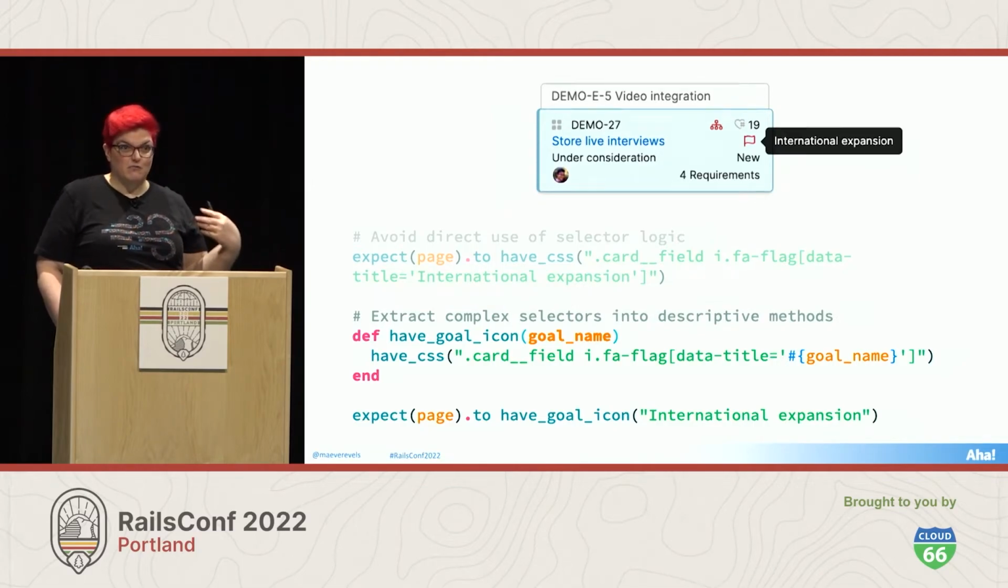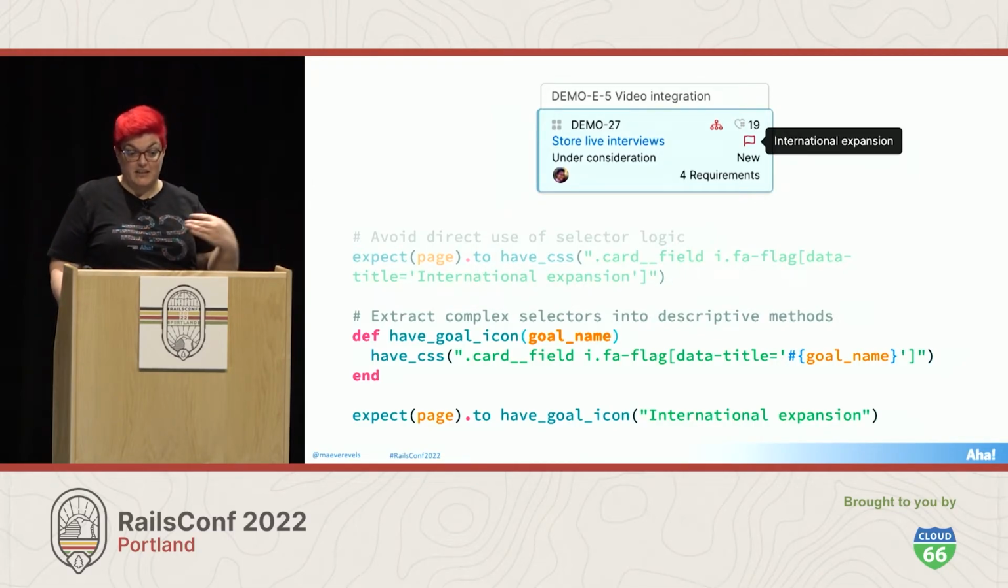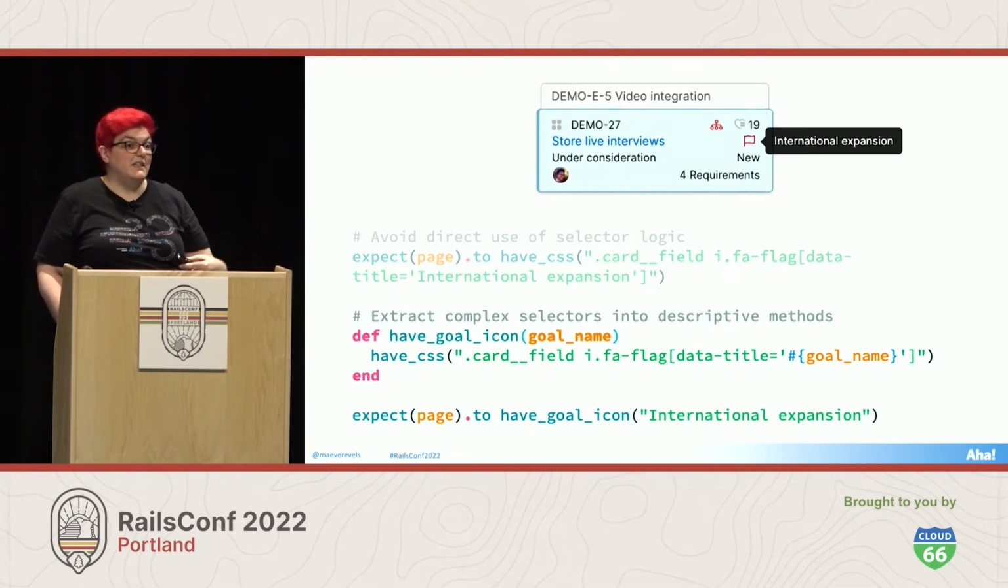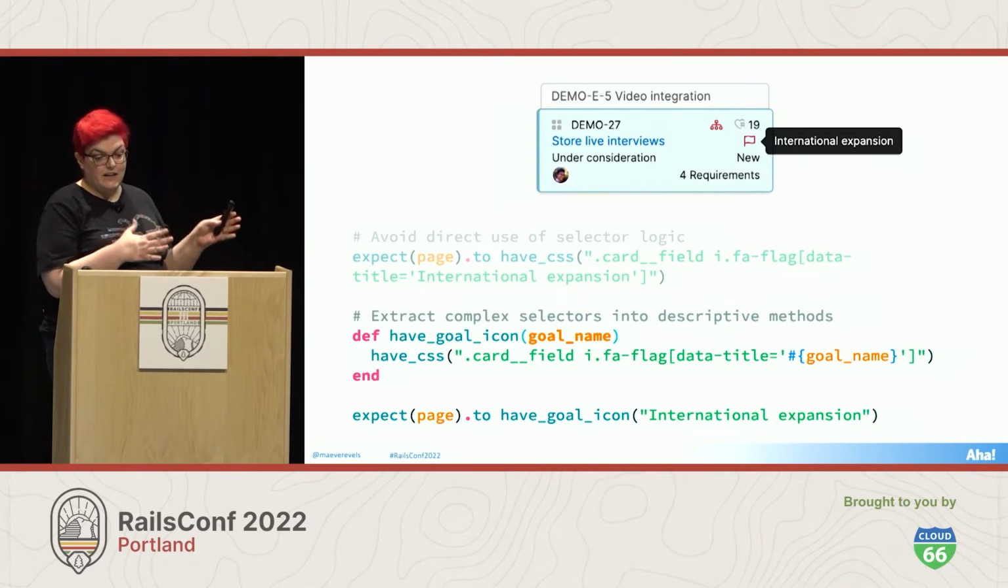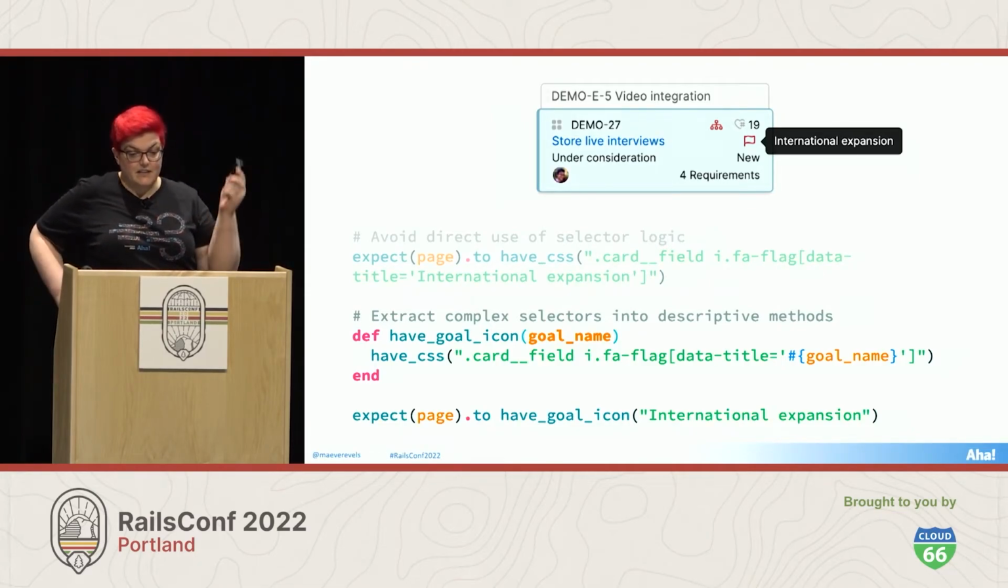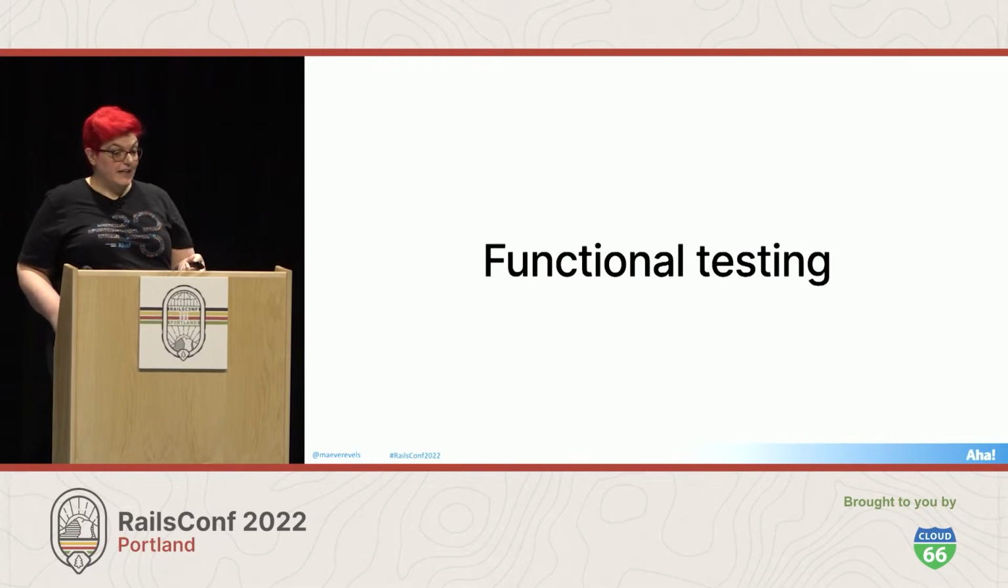It also means that we can reuse this method across other tests that might also interact with this UI component. And then the next time we have to change the underlying implementation, updating the tests is not nearly as painful. Basically, we want to make our main test logic read like a human language description of the behavior. So that's integration testing. Then we've got functional tests.